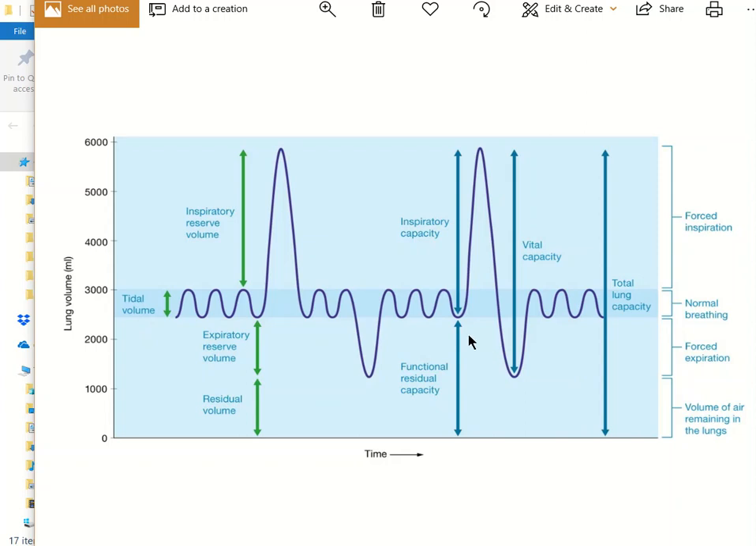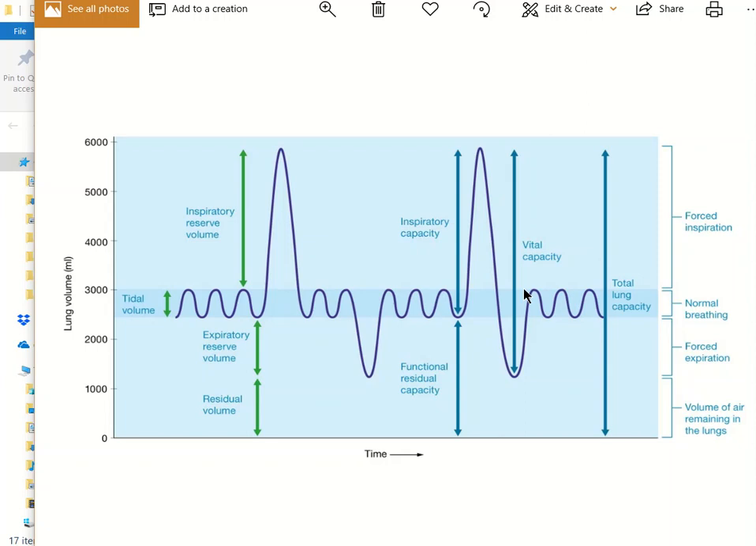Then we've got our functional residual capacity. Functional residual capacity is the amount of air that's normally left in your lungs after you expire quietly. Remember, tidal volume is the change for quiet expiration. So at the very bottom of this curve, all the way down to completely no air in your lungs, that's your functional residual capacity.